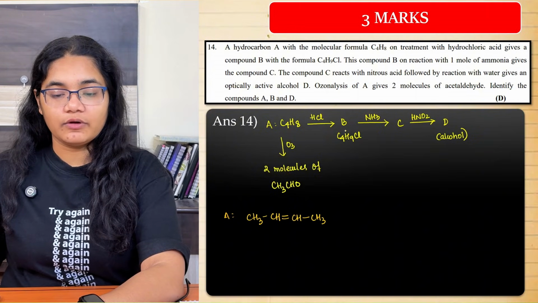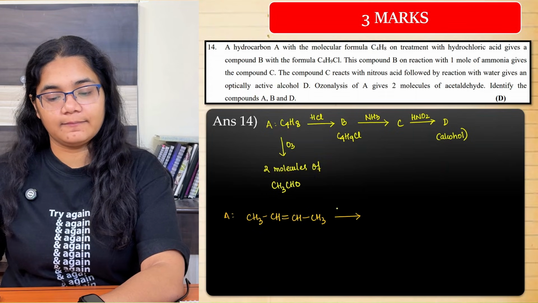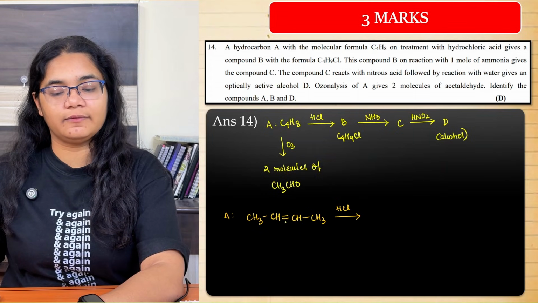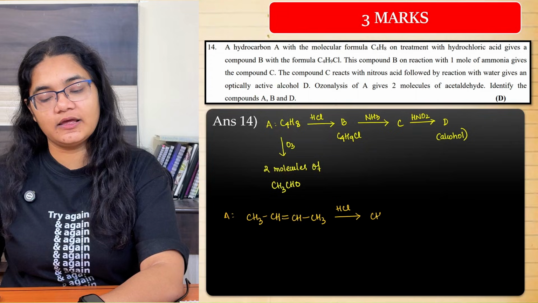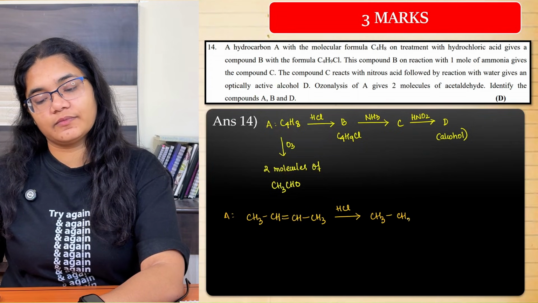Now if you treat it with HCl, then what will happen? HCl will be added. Here it is a symmetrical alkene, so you will get a compound like this.